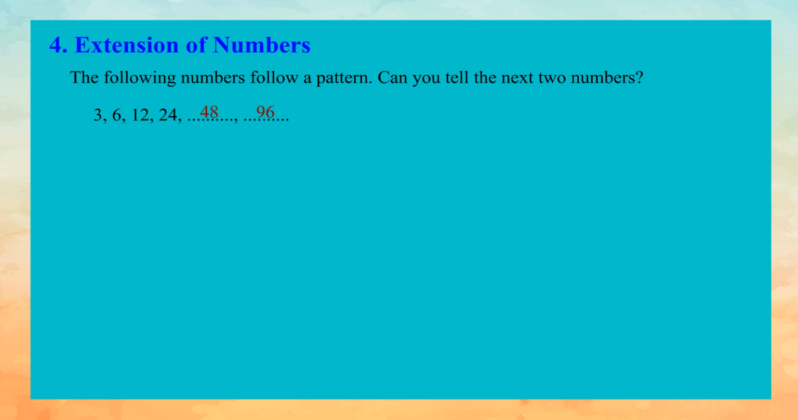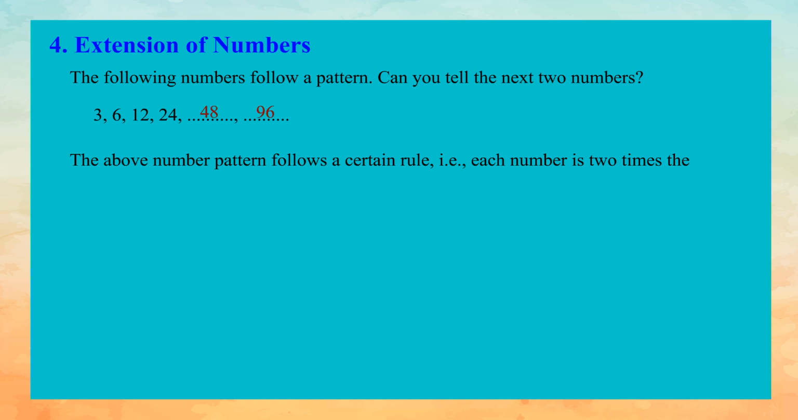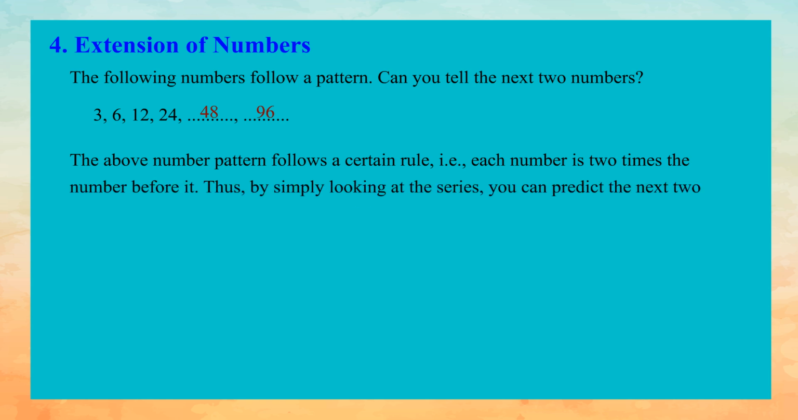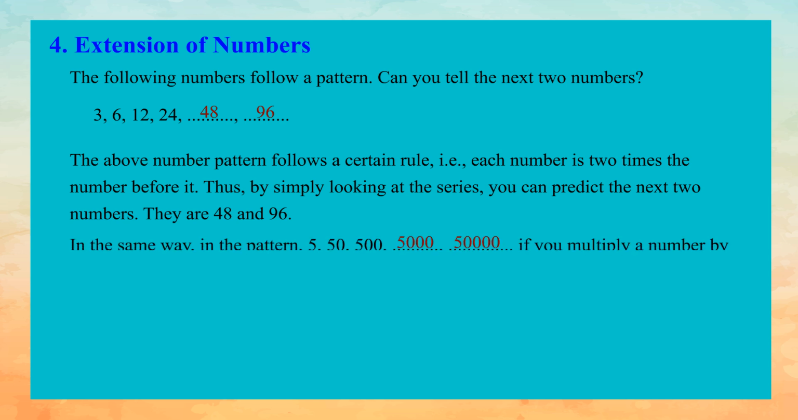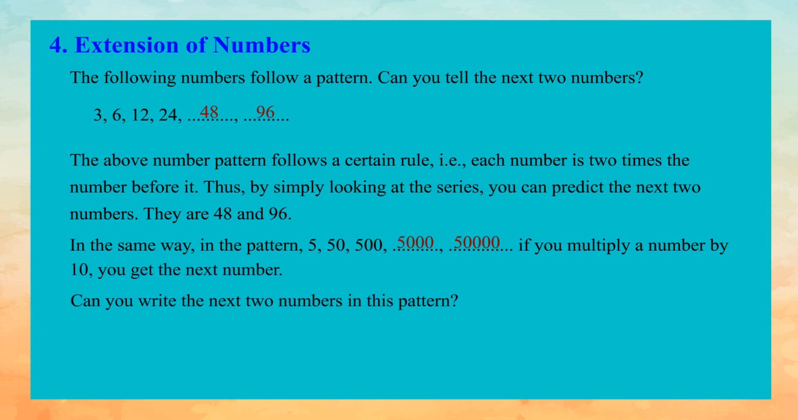4. Extension of numbers. The following numbers follow a pattern. Can you tell the next two numbers? 3, 6, 12, 24, 48, 96. The above number pattern follows a certain rule, i.e., each number is 2 times the number before it. Thus, by simply looking at the series, you can predict the next two numbers. In the same way, in the pattern 5, 50, 500, 5000, 50,000, if you multiply a number by 10, you get the next number. Can you write the next two numbers in this pattern?